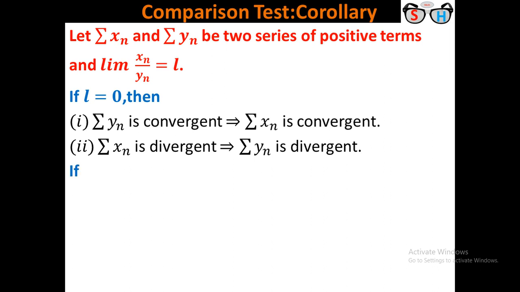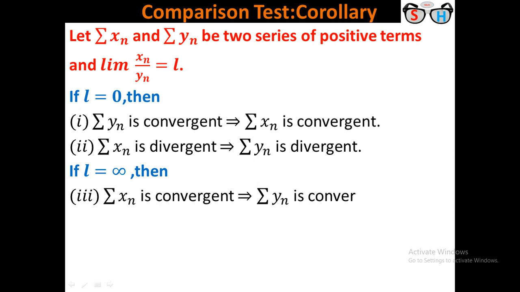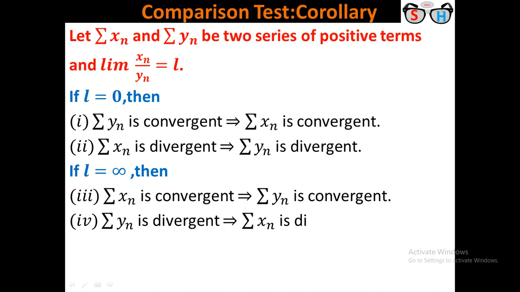Okay. Now if L equal to infinite, that means the limit as n tends to infinity of xn by yn is infinite, meaning the numerator is larger than the denominator. That is, we can conclude that summation xn is a larger series than summation yn. As a result, by using the comparison test, if the larger series summation xn is convergent, then summation yn must be convergent. And if summation yn is divergent, then summation xn is divergent. This was the concept of the case when L equal to 0 and L equal to infinite.